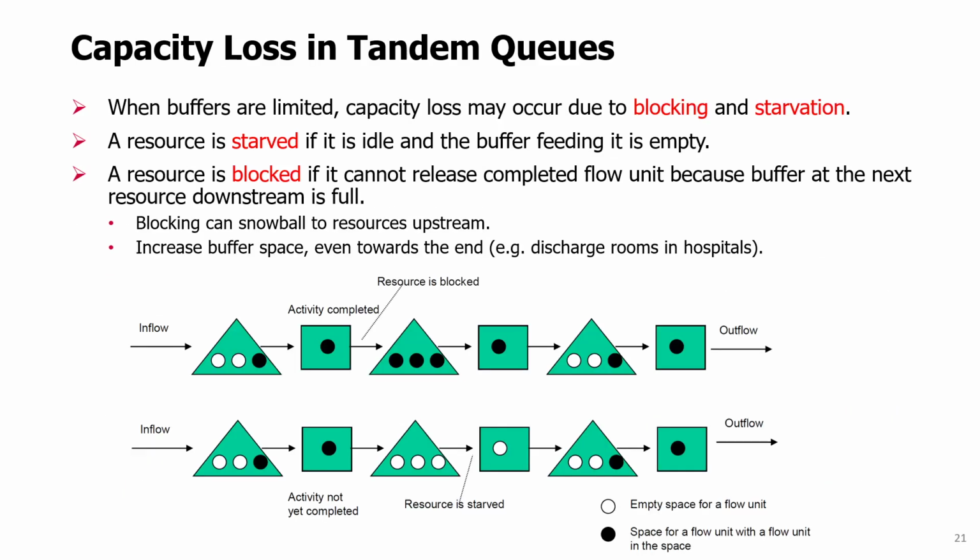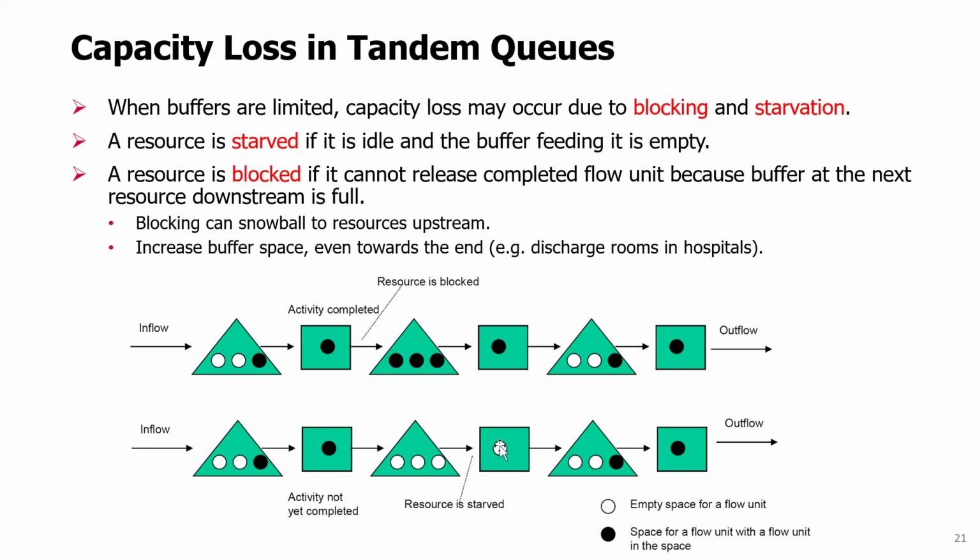So when buffers are limited in tandem queuing systems, we might experience capacity loss due to two types of phenomena. One is called blocking and the other is starvation. A resource is starved if it is idle and the buffer feeding it is empty. Right? So in this case, an example would be this resource.